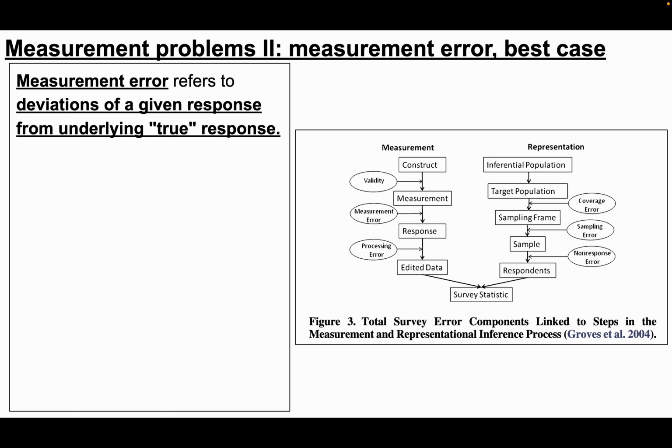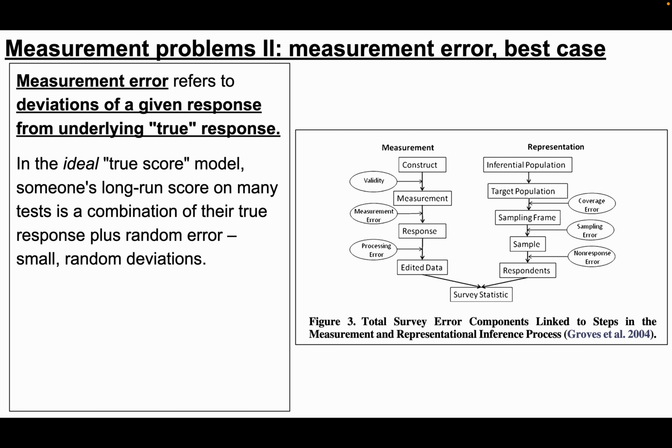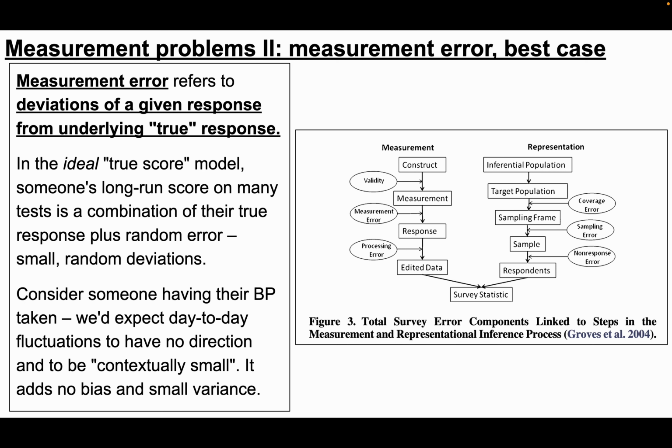Measurement error, conversely, refers to deviations of a given response from the underlying true response. And this is kind of the ideal scenario. So imagine that there's no processing error. In the ideal, what's sometimes called the true score model, you would still probably see some amount of measurement error, but the measurement error would just be random small deviations when you record someone's responses. This can seem a little bit weird in a social science context, but what maybe is a little bit easier to make sense of would be a natural science context.